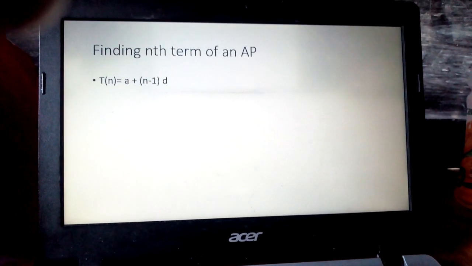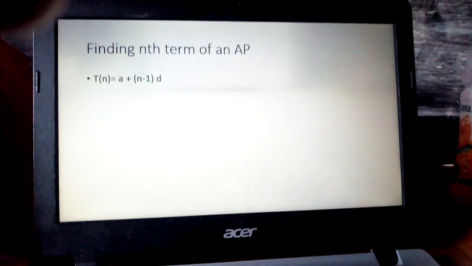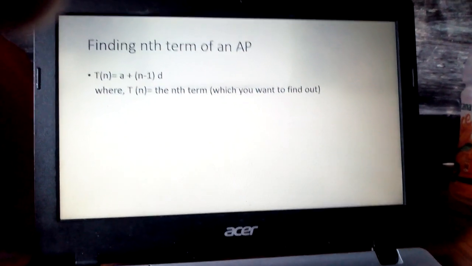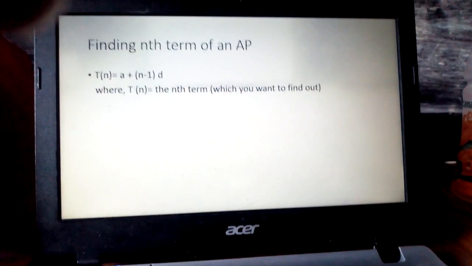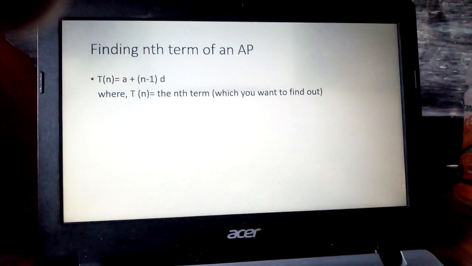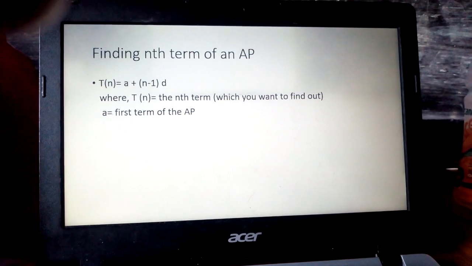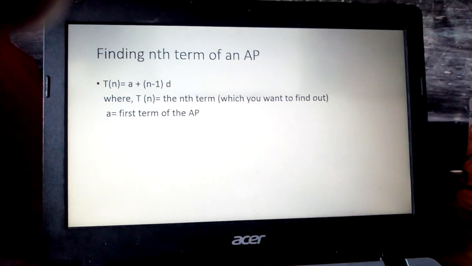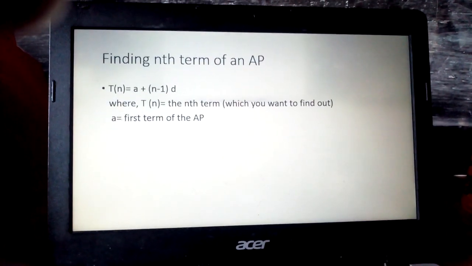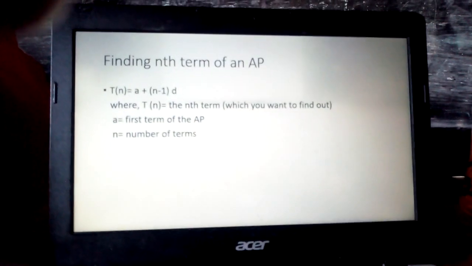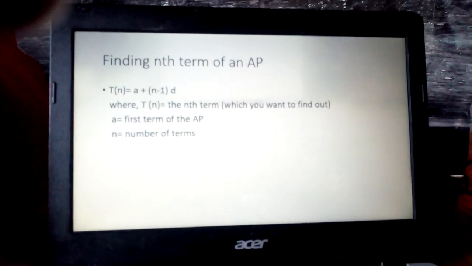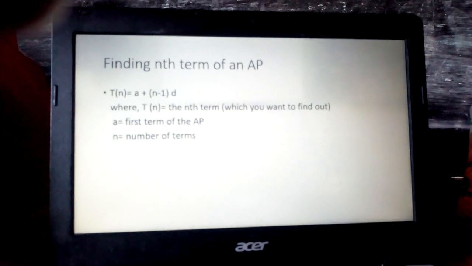How? Let us find out. So this is the basic formula that we are going to use. We'll be doing some questions as well. Now in this formula, Tn stands for the nth term which you want to find out. What is A? You would remember that it has already been discussed, and A is the first term of the arithmetic progression. What is N? Again, N is the number of terms in that particular arithmetic progression.